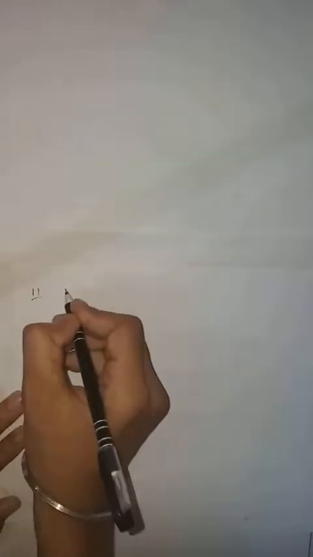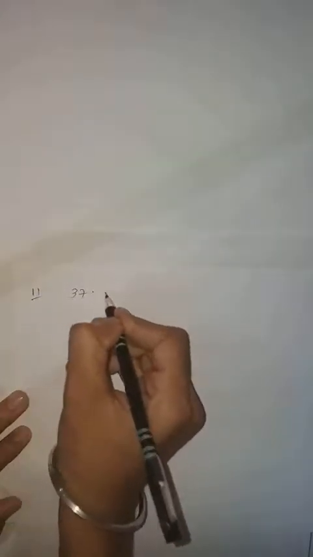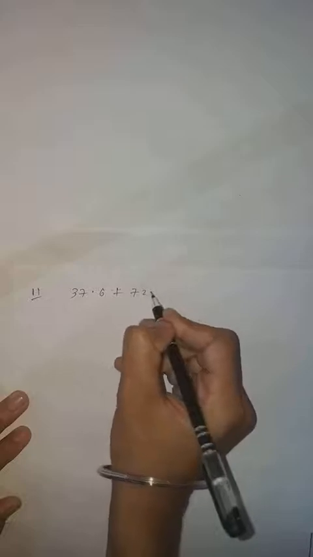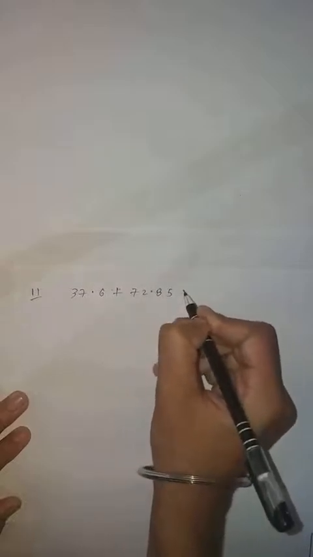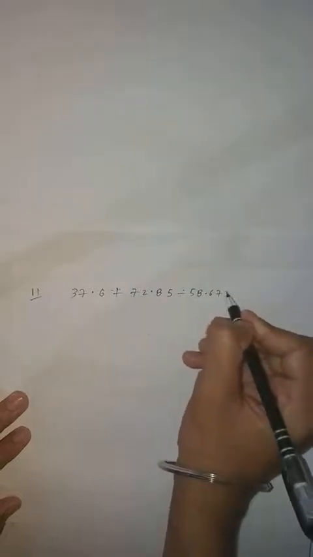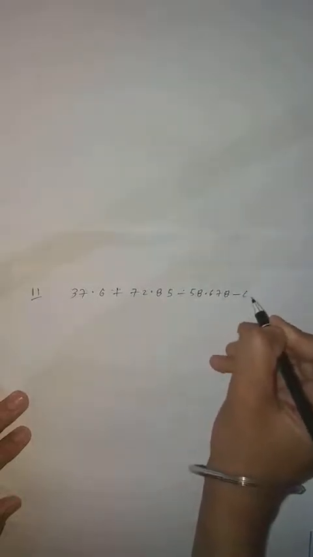Now students, come to question number 11. You have to simplify what is given: 37.6 plus 72.85 minus 58.678 minus 6.09. Okay students, now you have to simplify.